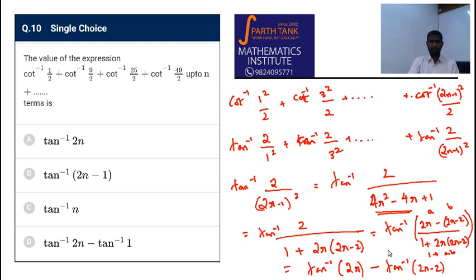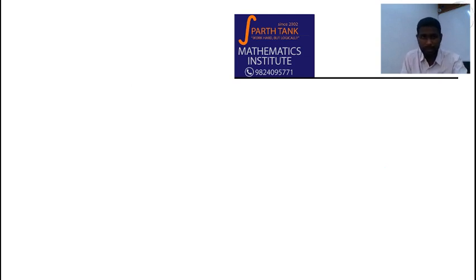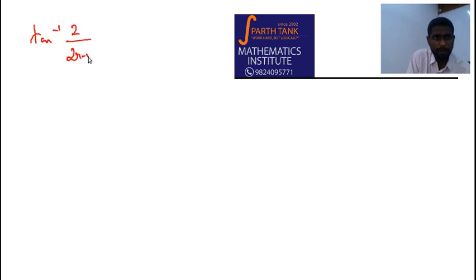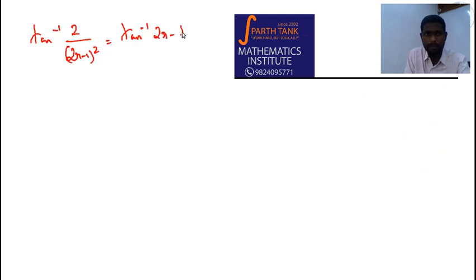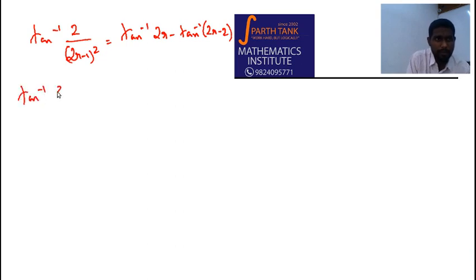Good. Let me write the whole thing again. That is tan inverse of 2 by (2R minus 1) the whole square. We have decomposed it as tan inverse of 2R minus tan inverse of 2R minus 2. Okay, so let's see what happens to all this: tan inverse of 2 by 1 square, tan inverse of 2 by 3 squared and all that.